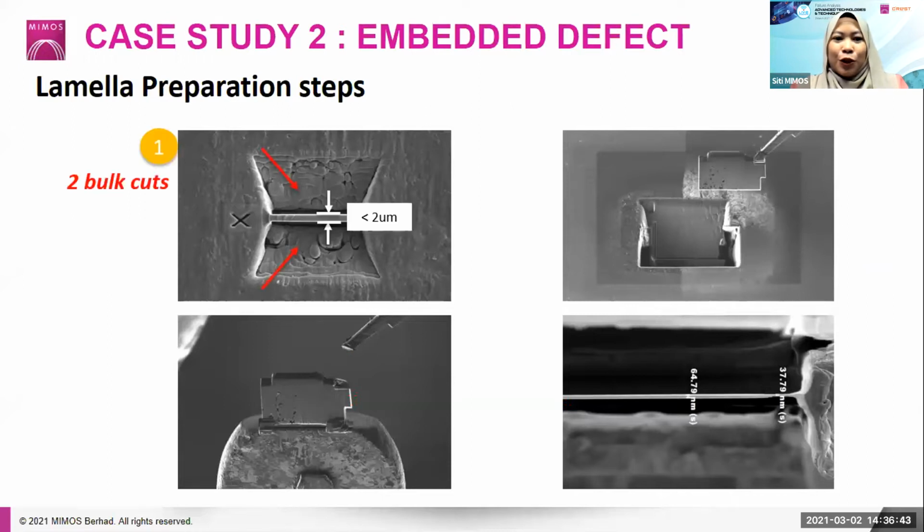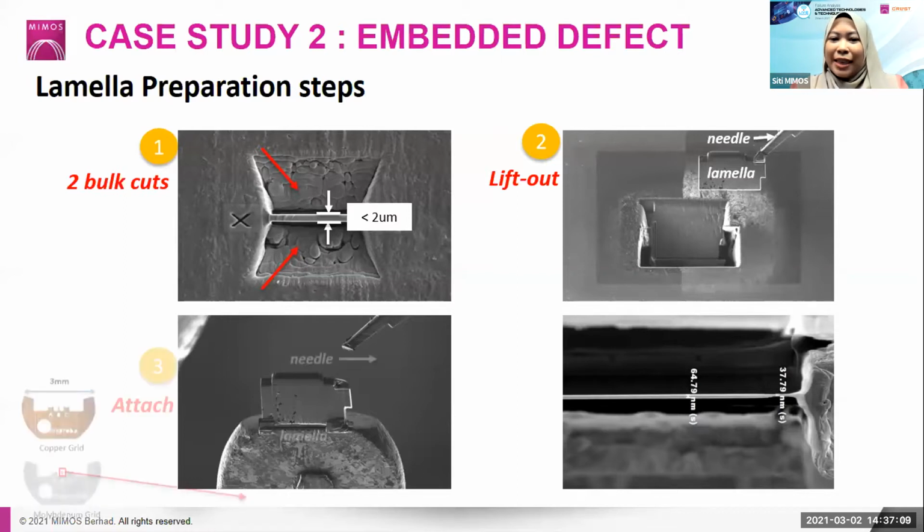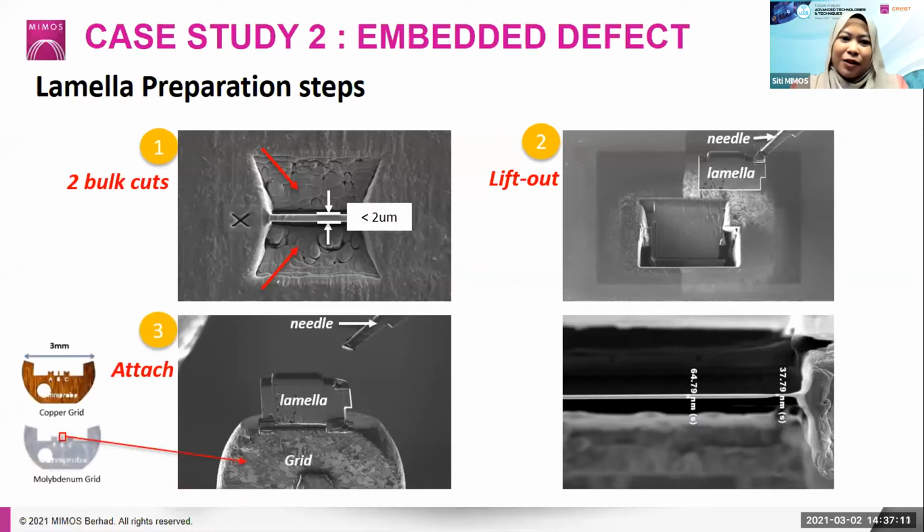First, we need to do the two bulk cuts. At this stage, the thickness of the lamella is about 1 to 2 micrometers. After that, we lift out the lamella with the aid of this probe needle. However, we are not able to directly transfer this lamella into the TEM system because it is so small. So for that, we need another sample holder, which we call the TEM grid. We have copper and also molybdenum types.